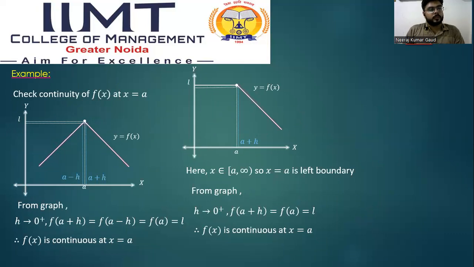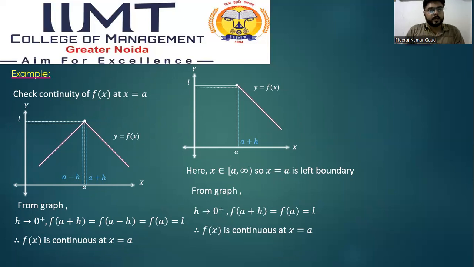So let's take two examples. First example, check the continuity of f(x) at x equal to a. From the graph, it is clear that there is no breaking point, no jump. So from the graph, h tends to 0 positive, f of a plus h, which is equivalent to f of a minus h, is equal to the functional value at a, which is l. Therefore, f(x) is continuous at x equal to a.